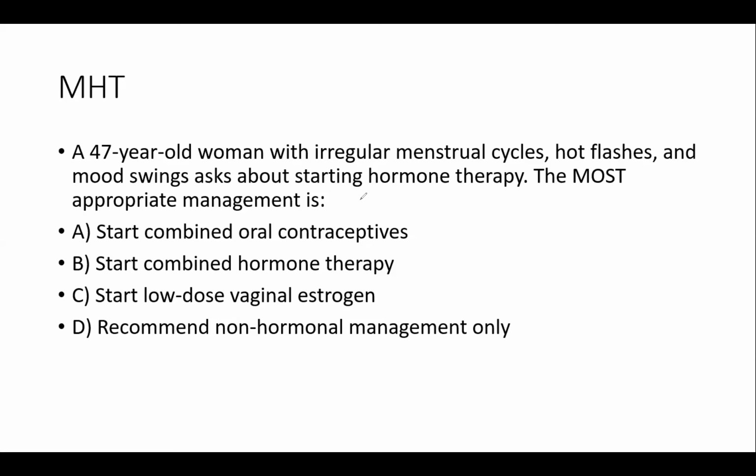A 47-year-old woman with irregular menstrual cycles, hot flashes, and mood swings asked about starting hormone therapy. The most appropriate management is: start combined OC pills, start combined hormonal therapy, start low dose vaginal estrogen, or recommend non-hormonal management only. So now what do you choose?